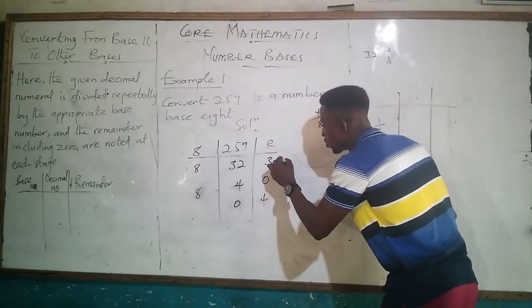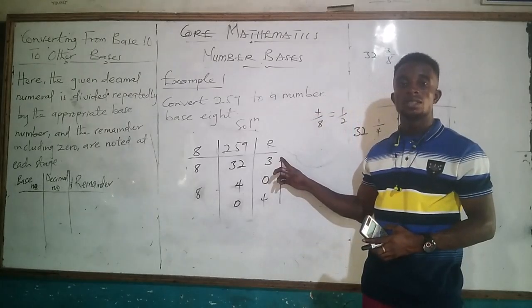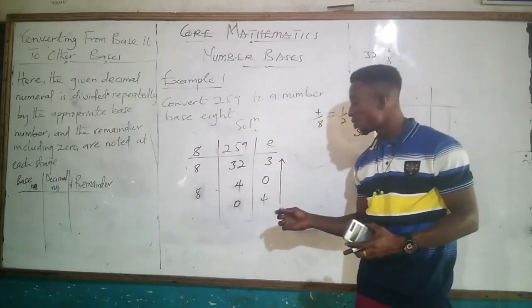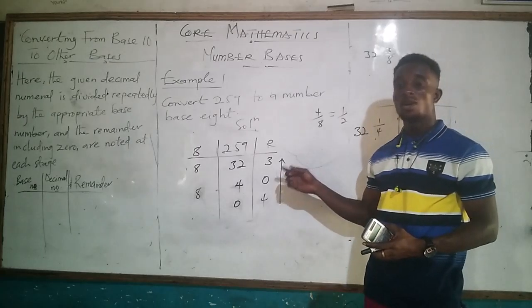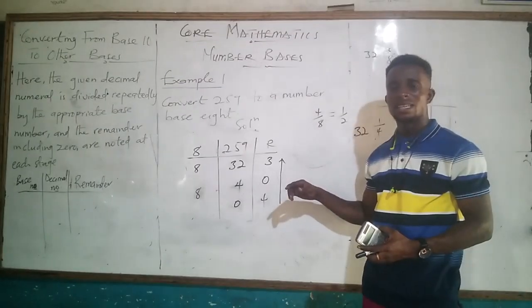And this is how we do it. It is read bottom upward. So that is how it is written. It is written what? Bottom upward, or from the down to the top. Please, are we getting that?